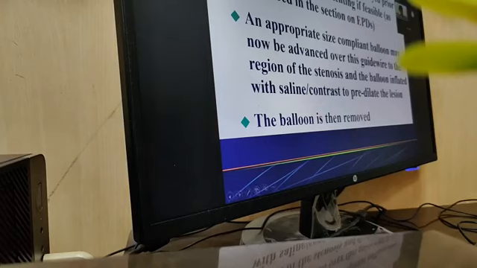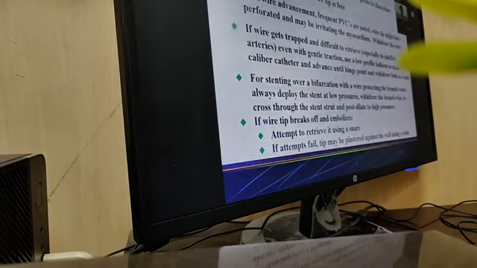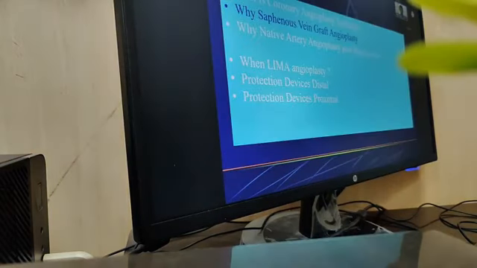An embolic protection device should mostly be deployed, and I will tell you about this. I'm going to skip, but let me come directly to why saphenous vein graft angioplasty. Coming to the main topic, SVG intervention background.